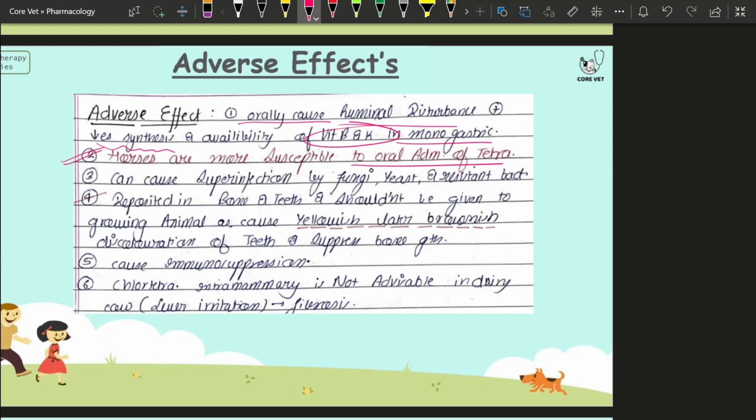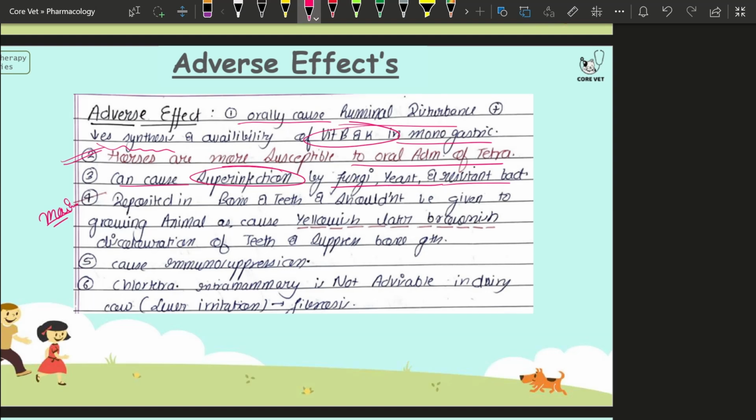And one more thing, it may lead to superinfections by fungi, yeast, and resistant bacteria, right? The main important lesion that tetracycline leads to is a brownish discoloration of the teeth and bone. In the young ones, we should not prescribe tetracycline. Why? Because the young ones are growing animals, right? They are just in the phase of growth, right?